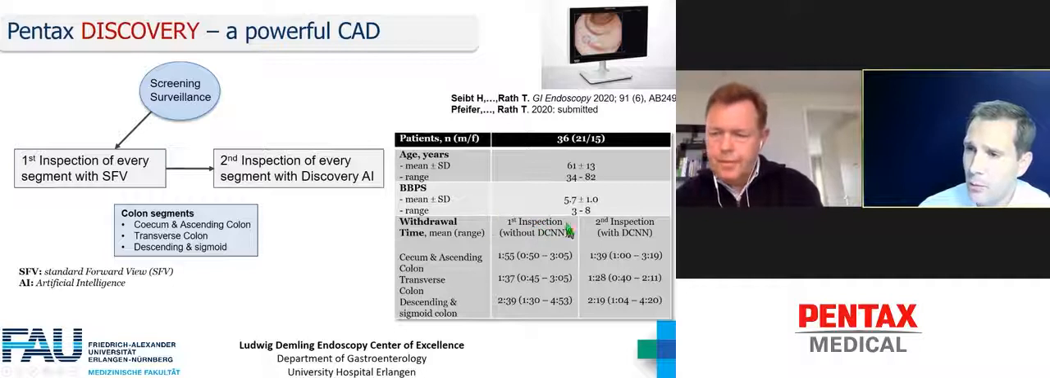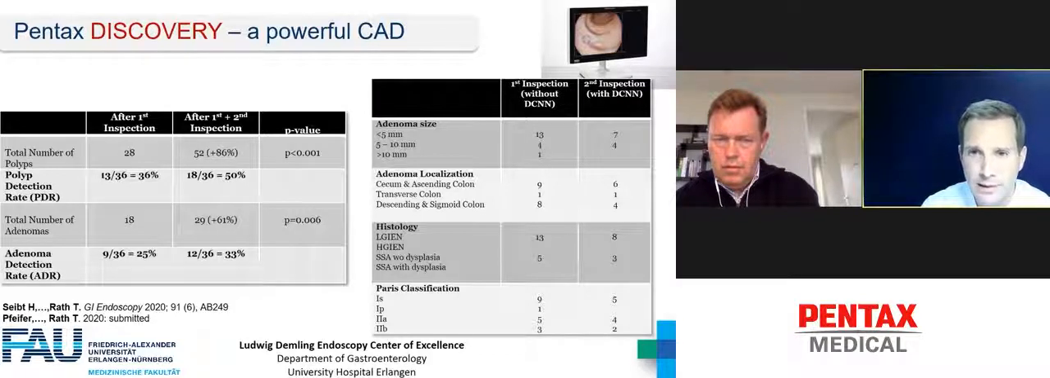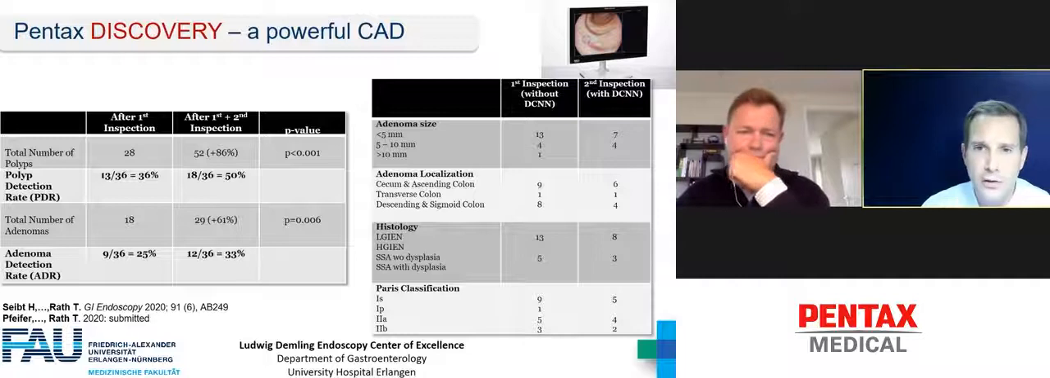Now, what you can see here when comparing the withdrawal times during first inspection without Discovery and then second inspection with Discovery, they're virtually identical. And what did we find? So after first inspection, we had a total number of polyps in all those patients of 28. And that was increased after second inspection, now with Discovery this time, by 86% to a total number of 52 polyps, meaning that this translates into an increase of polyp detection rate from 36% baseline to 50% with the use of Discovery.